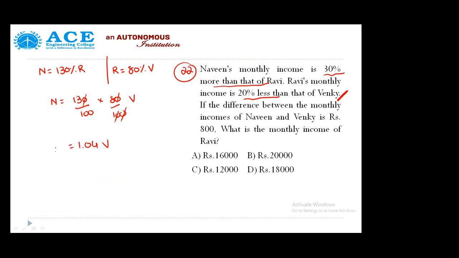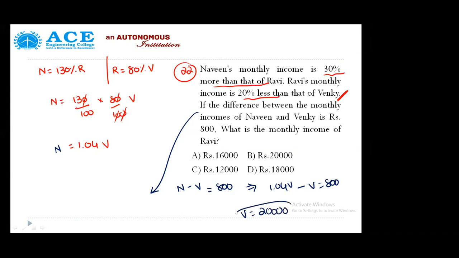Okay. Now in the question they have given the difference between Naveen and Venki's monthly income is 800. Naveen is now 1.04 times Venki, minus Venki is 800. I hope you got that Venki is 20,000. 0.04V is 800, and from that Venki is 20,000.